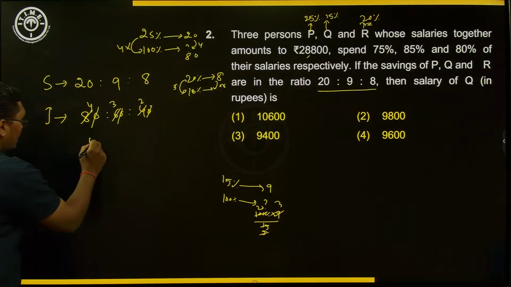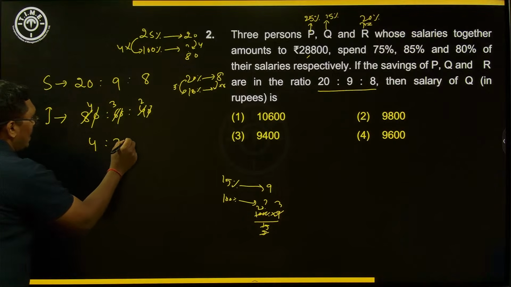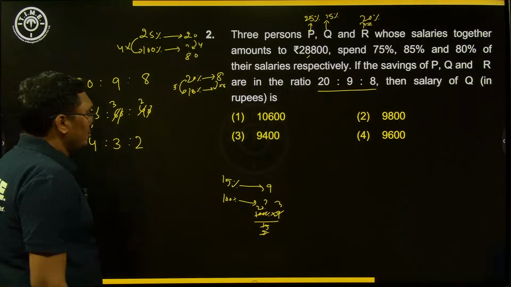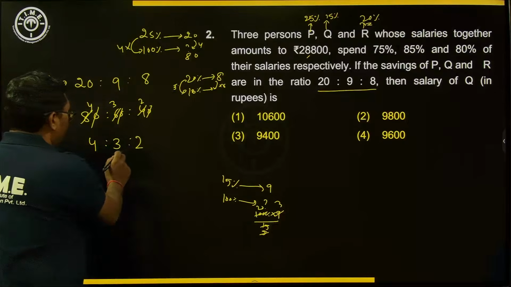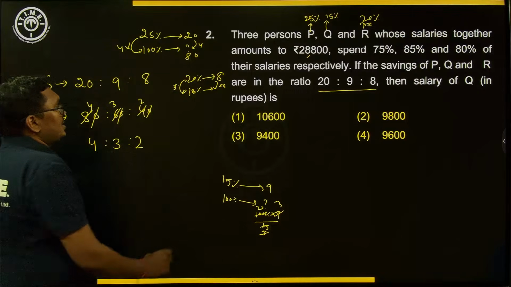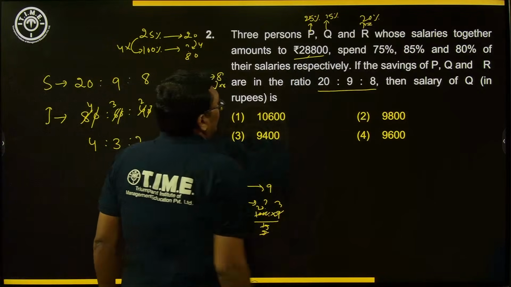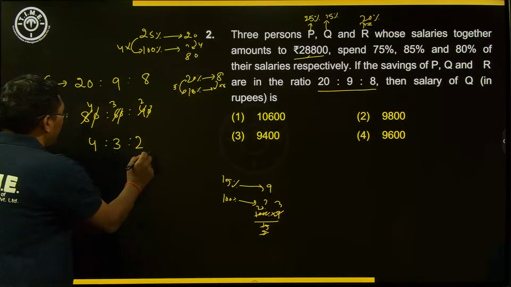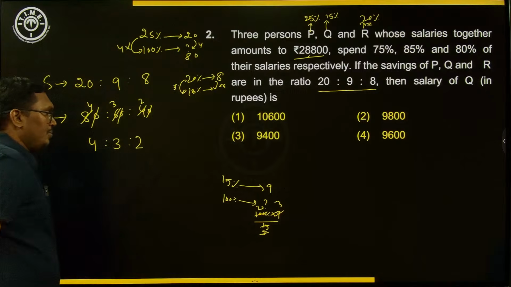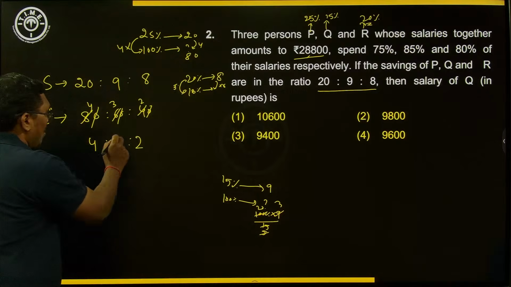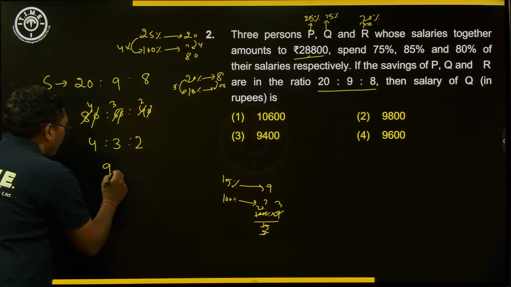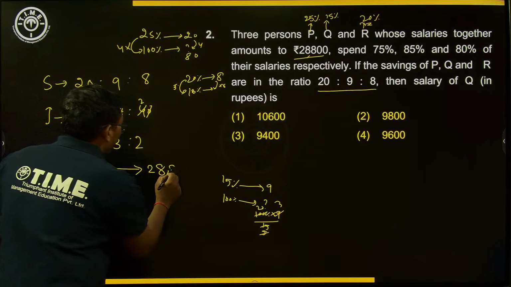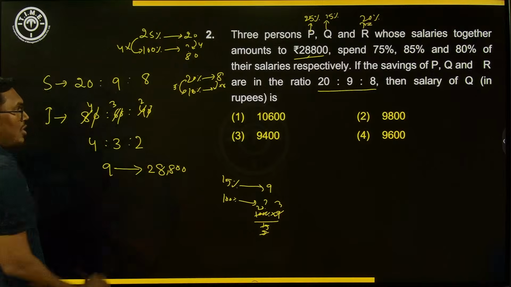That means the salary of P, Q and R is 4:3:2, right? 4:3:2. So what is the total salary of these 3 persons? 28,800. That means what is the total ratio? 4 plus 3 plus 2. That is 4 plus 3, 7, plus 2, 9. So 9 parts is 28,800, right?